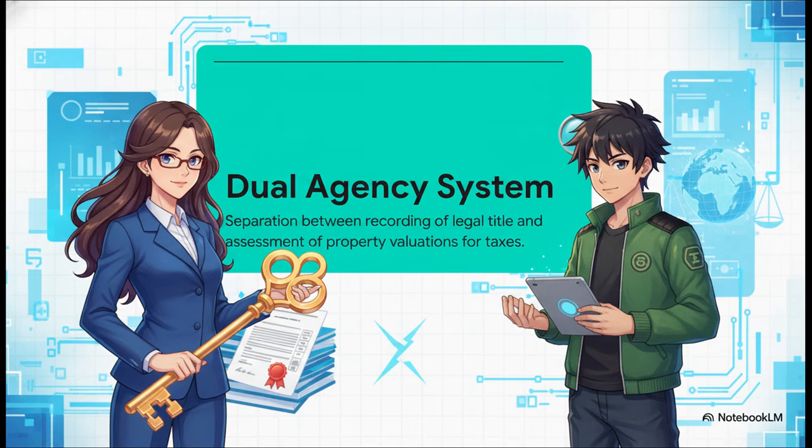So Texas operates on what's called a dual agency system. The really crucial takeaway here is that property data isn't just sitting in one massive centralized database. Instead, it's split between two distinct entities. There's a legal and structural separation between the recording of your actual legal title and the assessment of what that property is worth for taxes.